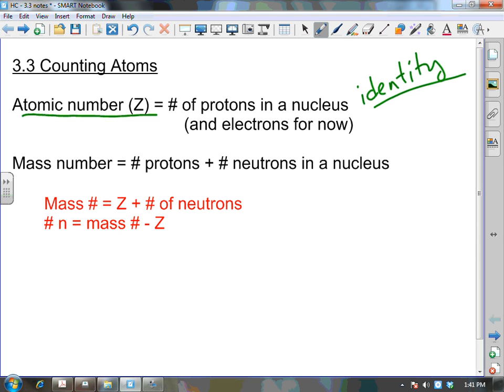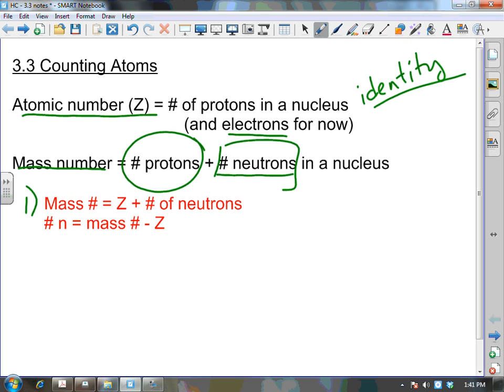Okay? That doesn't change. For right now, also we'll say the atomic number is going to tell us the number of electrons, but that will change. The second thing we're going to look at is what's called the mass number. Now the mass number doesn't have a symbol. It is just truly the number of protons that are in an element and the number of neutrons that are in a nucleus.